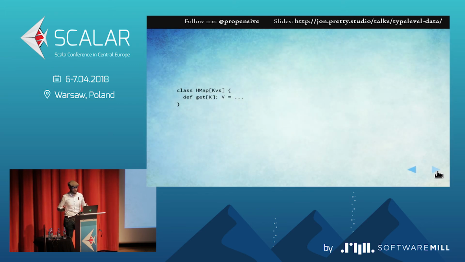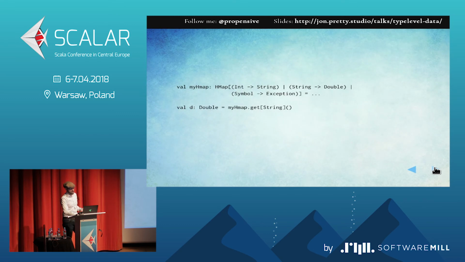So given an HMap with some key values, we would like to get a value, or get a value of a certain type out. So we can ask for something by its type key, K. And we will expect to get a result back of some type V. I'm not going to show you the implementation because it's a little bit more complicated.